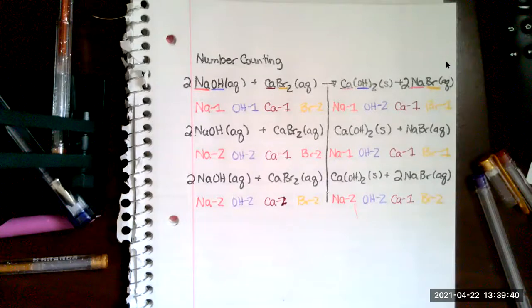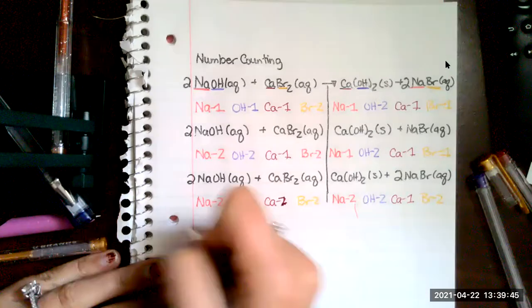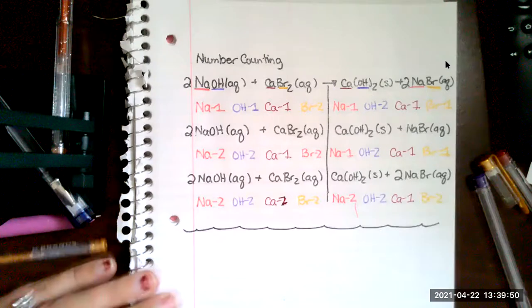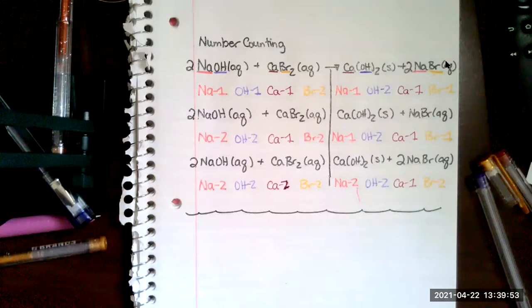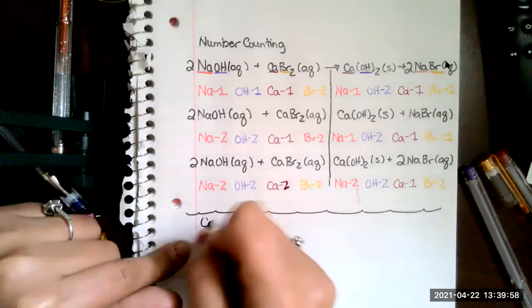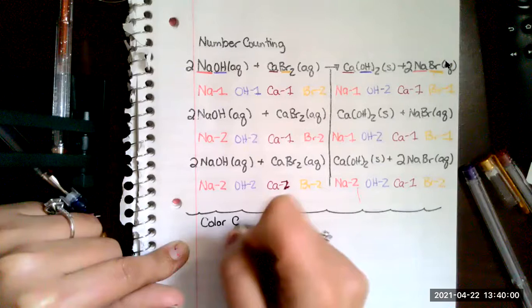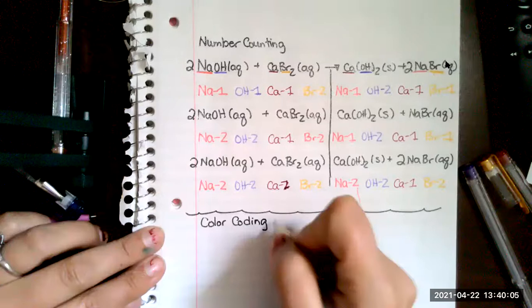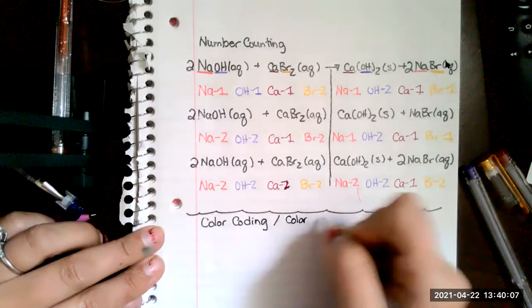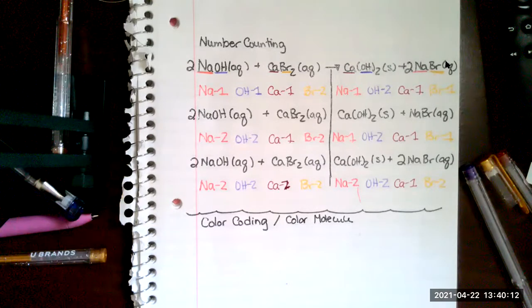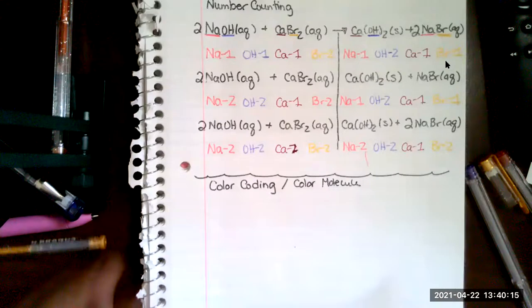Okay, let's talk about the next method now, which is going to be a color coding method. So I'm going to put a line here so you can see the difference. And then I'm legitimately going to do the exact same equation with a color coding method or the color molecule method, however you want to call it. Now, I personally believe this method is easier to see what's happening, but I'm a very visual person. So this works for me. If you're a numbers person, this will work for you.